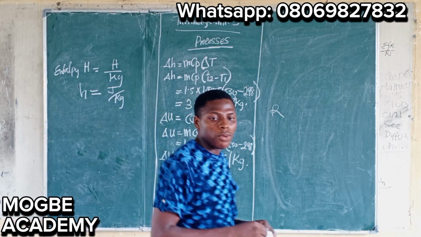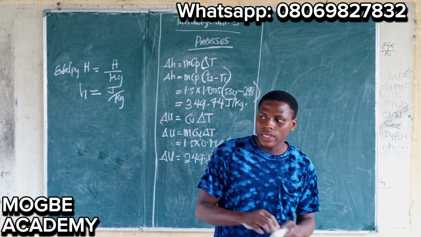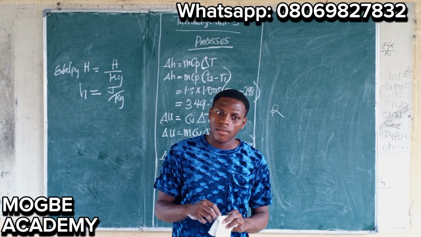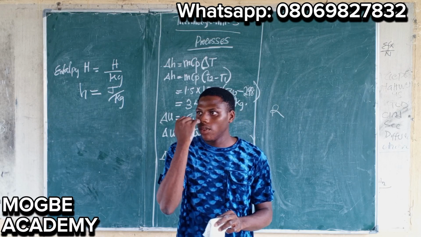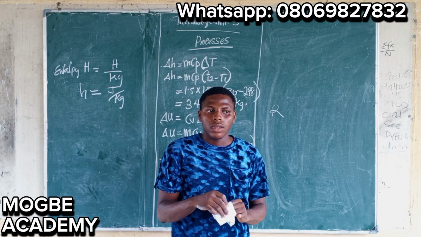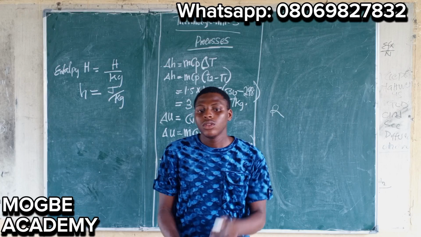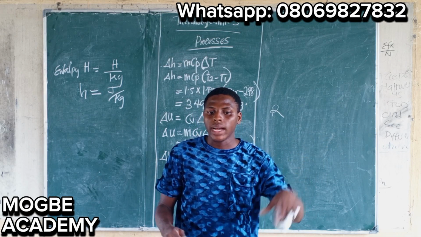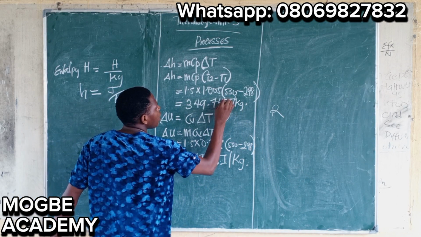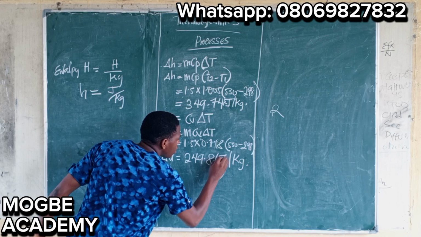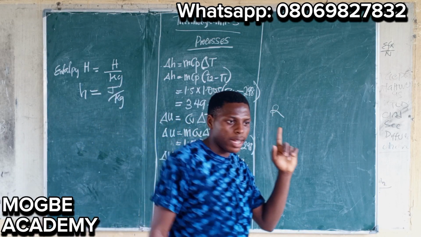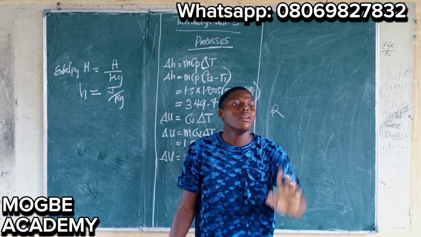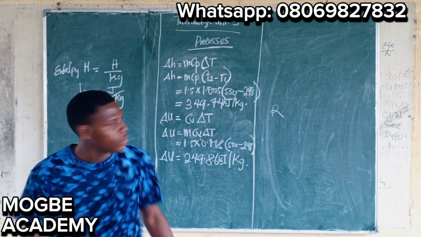But wait, why didn't we use kilojoules per kg? Did they give us anything in kilo? No, we converted to kilo. We converted bar to kilopascal, and we are using kilopascal. So what will be your units? Kilojoules per kilogram. So make that correct. This one is kilojoules per kilogram, and this is kilojoules per kilogram, because of the kilopascal we converted to. Even if we converted it to pascal, we would use joule. But we converted it to kilopascal, so we are using kilojoules.